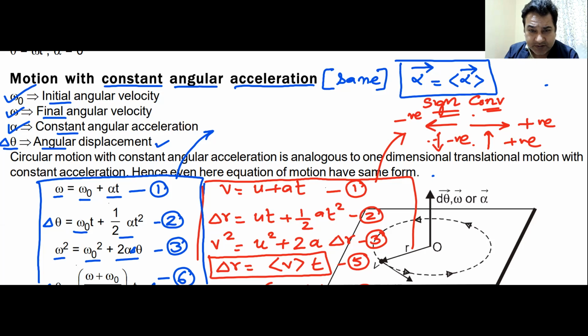If it is rotating on plus x, it is rotating like this. Right hand thumb rule. If it is rotating on minus x, it is rotating like this.